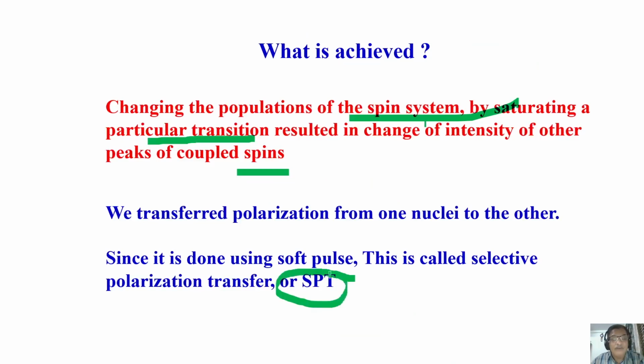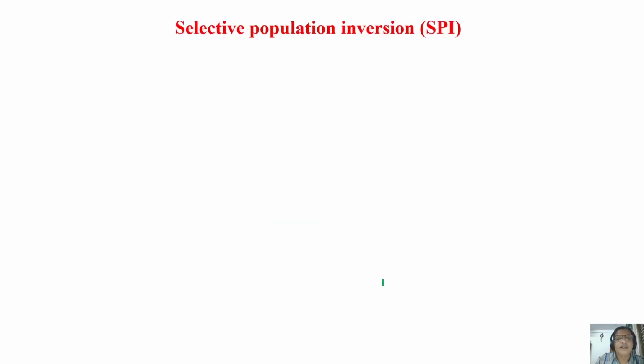This is called selective polarization transfer. Why do we call it that? Selectively I saturated only one of the transitions. I did not saturate uniformly like in heteronuclear decoupling, where all protons are saturated so that you don't see coupling with carbon. That is a uniform broadband decoupling. But here, only selective saturation. See the beauty of NMR. You can play with even one single peak, a single transition can be saturated. So this is causing a change in the intensity of the coupled spin. This is called selective polarization transfer.